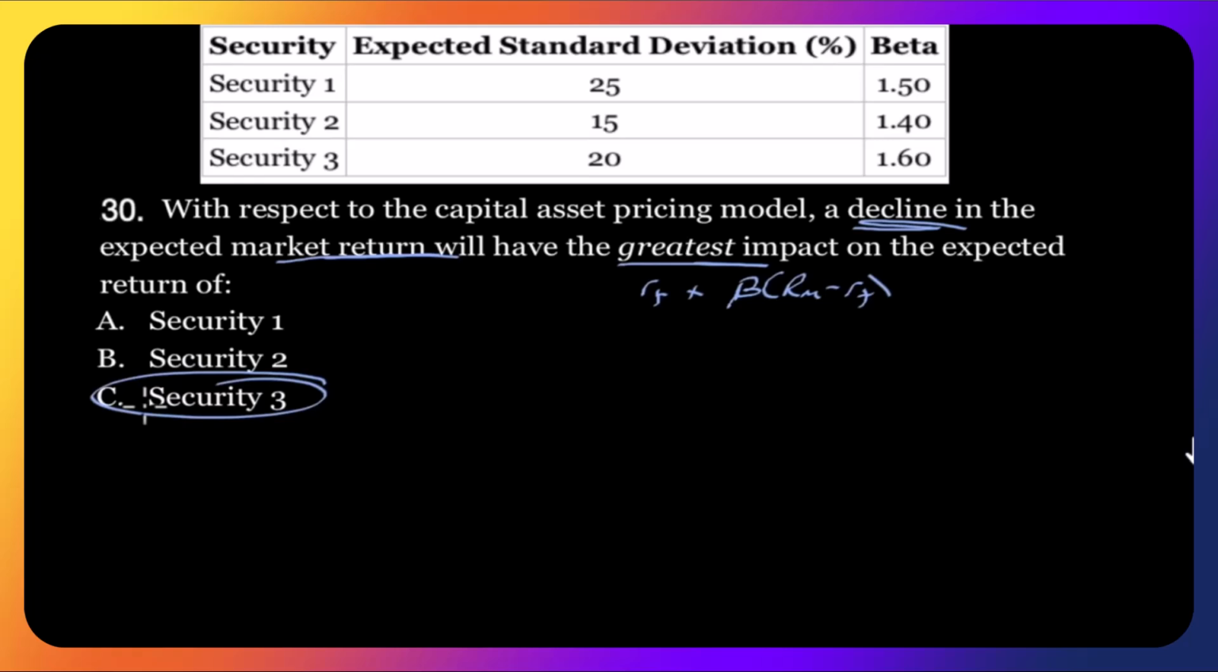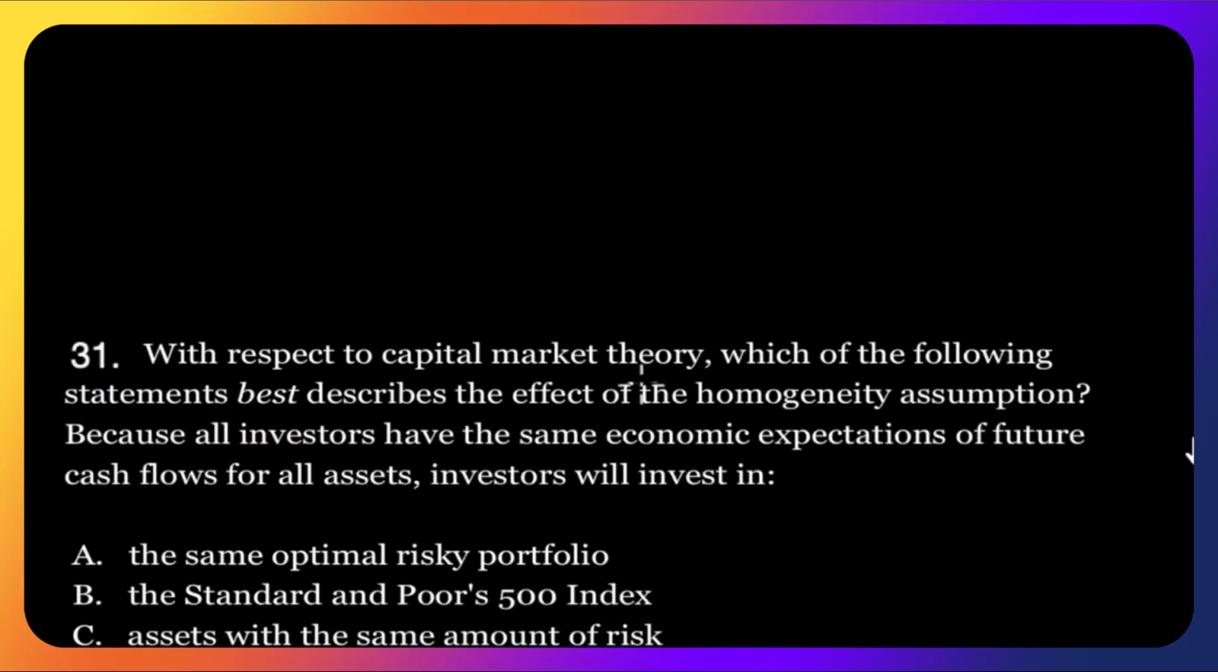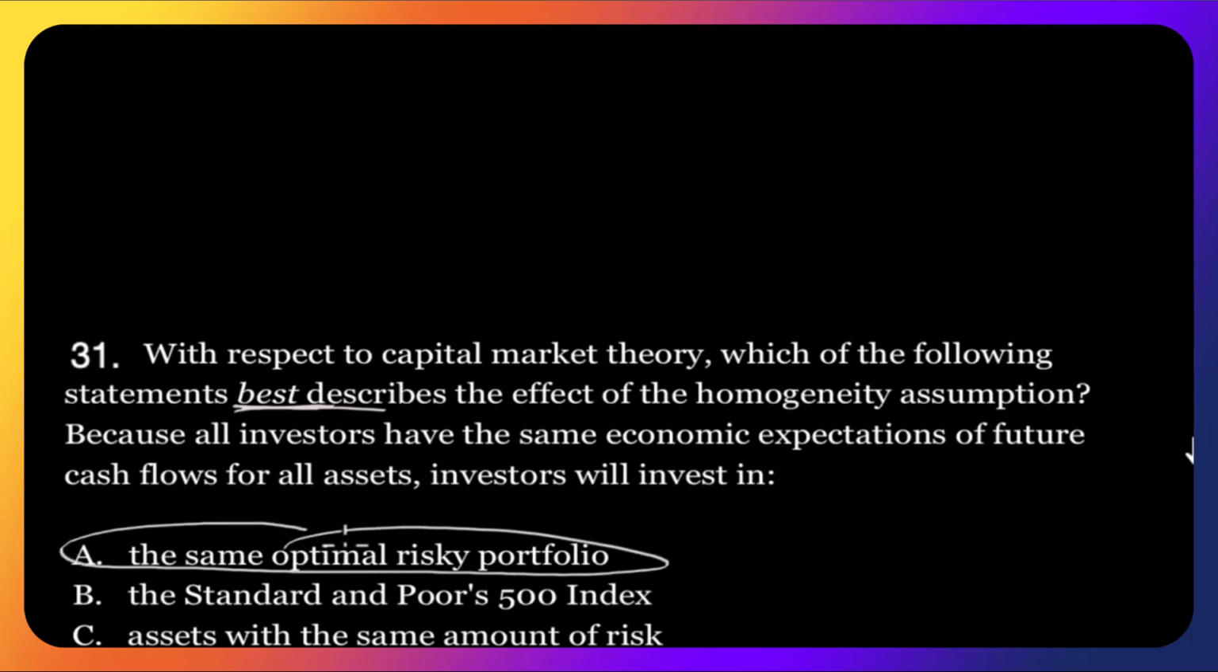Still security 3. With respect to capital market theory, which of the following statements best describes the effect of the homogeneity assumption? Remember, the homogeneity assumption said all investors have the same expectations about returns, hence a passive approach is the way to go. Because all investors have the same economic expectations of future cash flows for all assets, investors will invest in the same optimal risky portfolio, the S&P 500 index, or assets with the same amount of risk. They would invest in the same optimal risky portfolio.